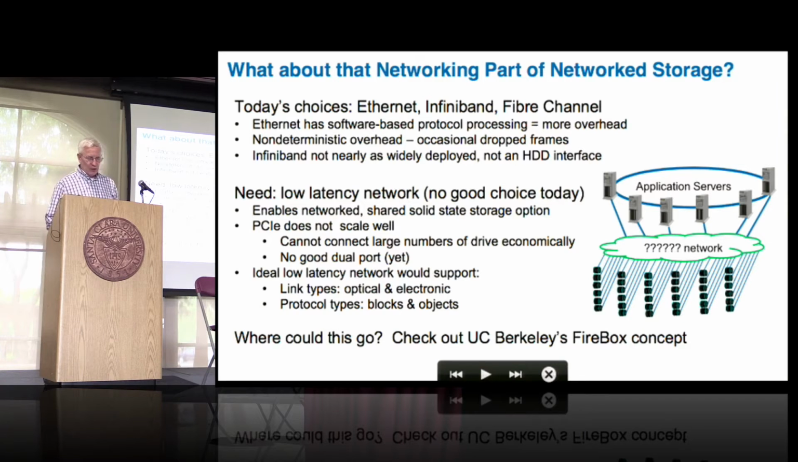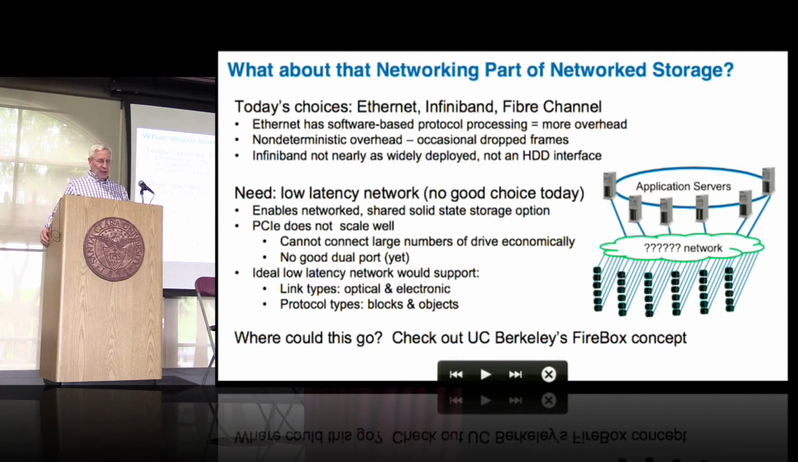Fiber Channel, I'm not going to talk too much about. They basically used to be a drive interface, but it's not any longer. I think it was at 8 gigabit, they dropped the electronic interface definition, so it's really only used for storage area networks today. And storage area networks don't seem to be a big part of archives.